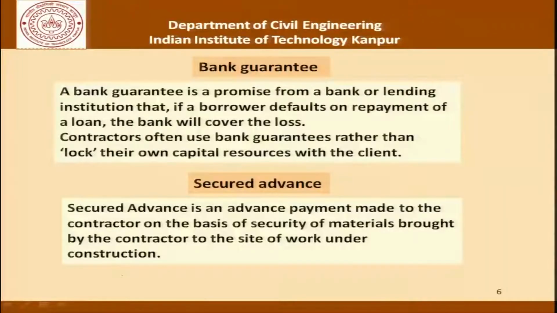Then there is the secured advance, which is an advance payment made to the contractor on the basis of security of materials brought by the contractor to the site of work under construction. So this is a specific advance. It's a special advance for material purchase. It could be for reinforcement, it could be for cement, it could be for any other material which could be very expensive and requires a special advance to be made before that material is actually consumed and paid for as a running account bill item.